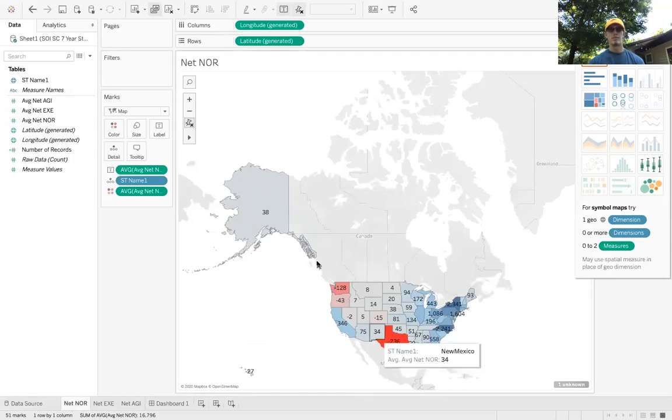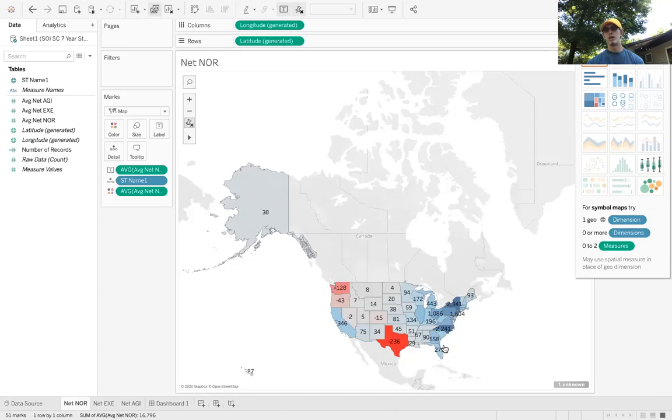So we'll first look at a visual of the net number of returns. Net number of returns is our inflow minus our outflow. So how many people are coming in the state versus how many people are going out of the state. And we can see here for South Carolina, the majority of the inflow coming into South Carolina is from the East Coast and California.